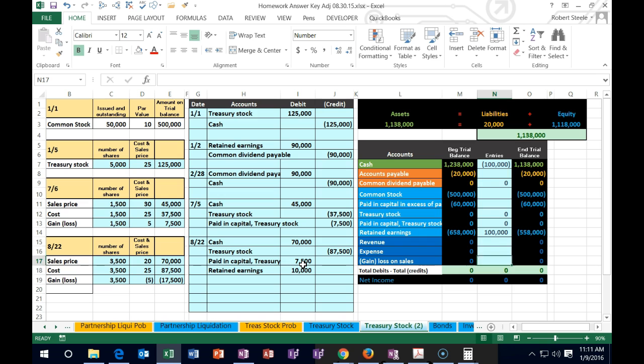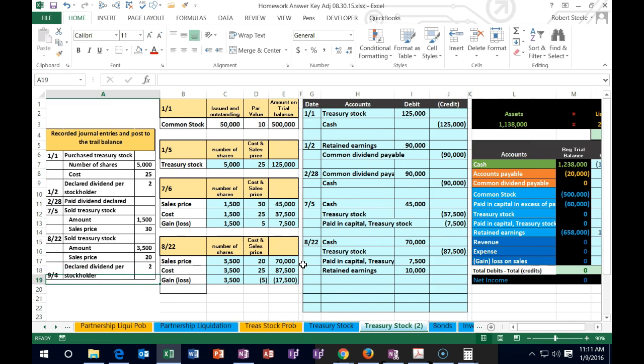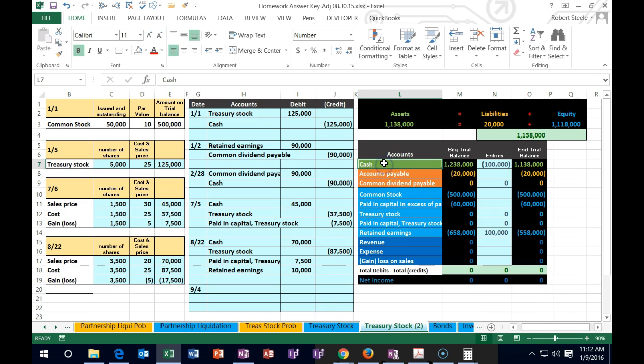All right, so there's that one. We have one more transaction and we have to stop this. And that's going to be on 9/4, which says that we declared a dividend per stockholder of $2. So we have another $2 dividend that we are now declaring. And what's going to happen when we declare the dividend, if we think through it, is cash affected? And in this case, no, it's not affected because we declared it. We have not yet paid it.